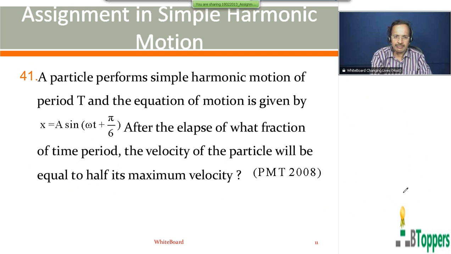So maximum velocity is given by omega into a. The velocity of the particle at the instant when it is at distance x from the mean position is given by v equals omega into root of a square minus x square. The maximum velocity we can write as omega into a. Velocity is maximum at the mean position.